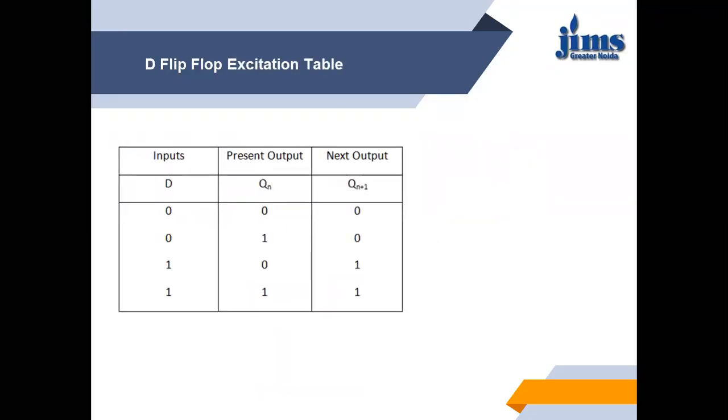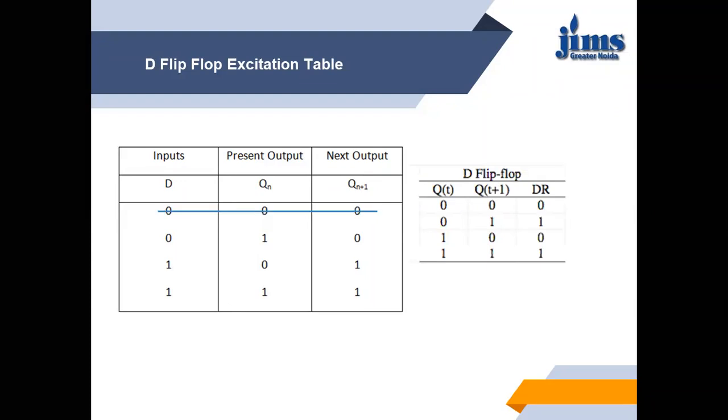Similarly, we can find out the excitation table. The excitation table is drawn with the characteristic table as we have done in the last. So this is the characteristic table and excitation table. How does it come? Whenever present state is 0 and the next state is 0, there is only one combination, then the input is 0. So input is 0, present state 0, next state 0.